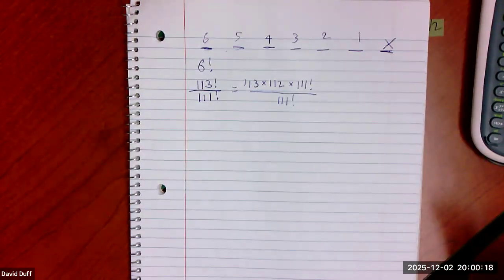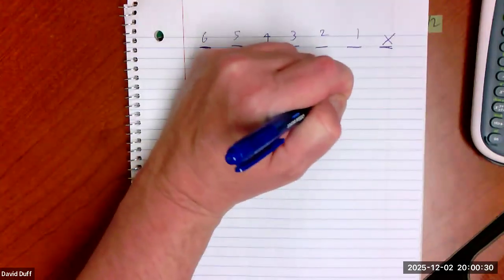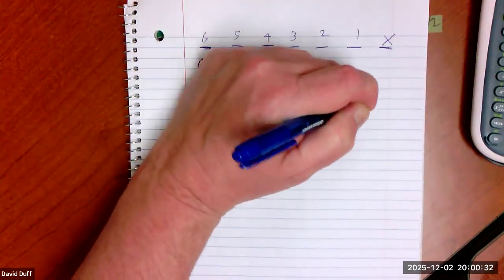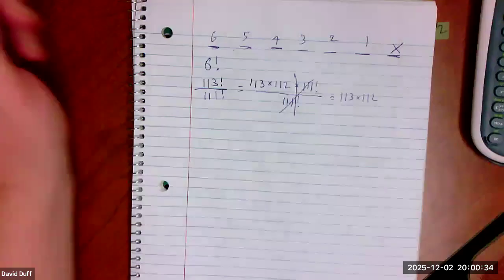Isn't 113 factorial just 113 times 112 times 111 factorial? Yeah. Do you follow me? Everyone follow me on that? Right? So wouldn't this whole thing just be equal to 113 times 112? They'll cancel out.